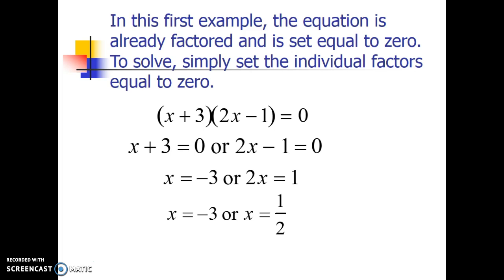If x is equal to negative 3, this term will become 0. So 0 times this would become equal to 0. If x is equal to 1/2, we get this term right here equal to 0. So 0 times x plus 3 would give you 0. So your solutions are negative 3 and 1/2.